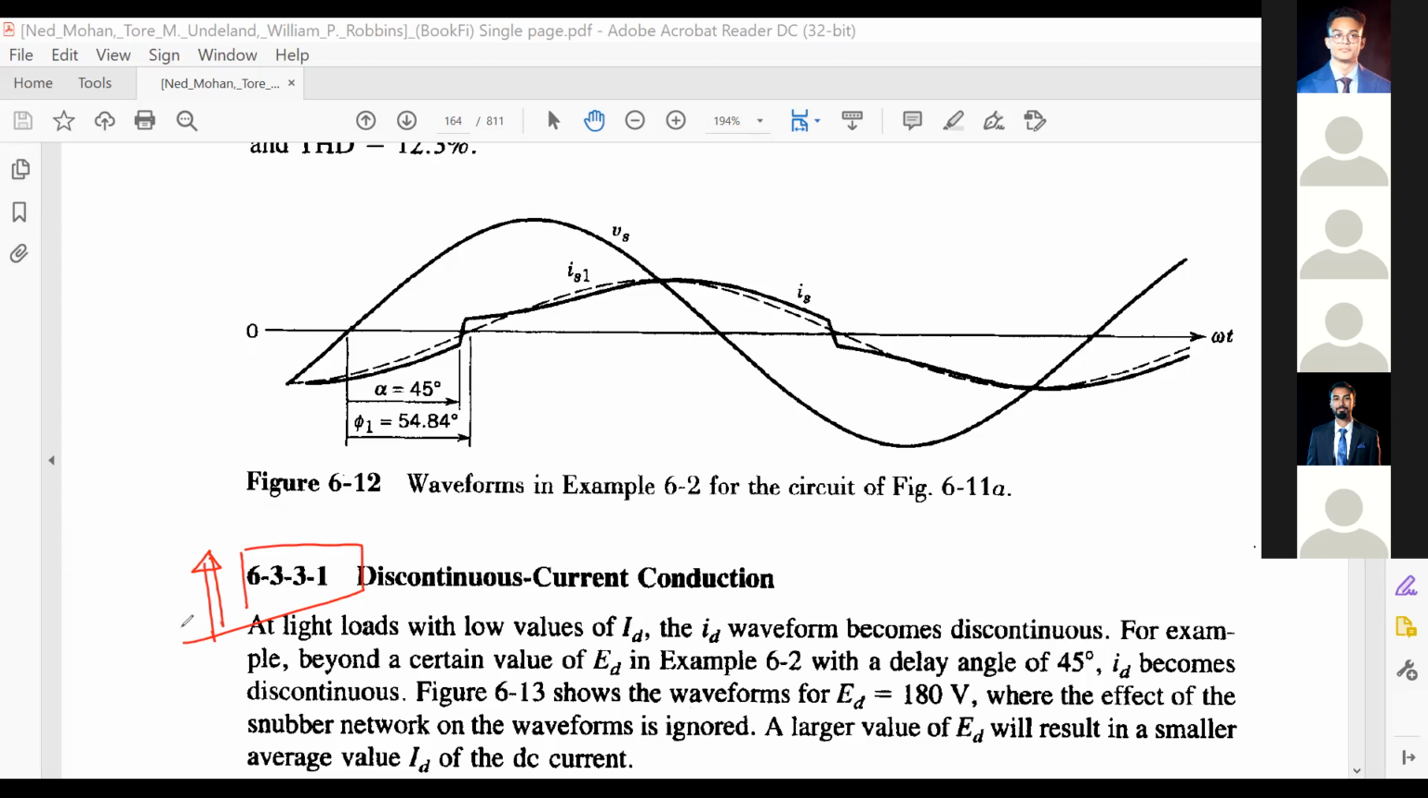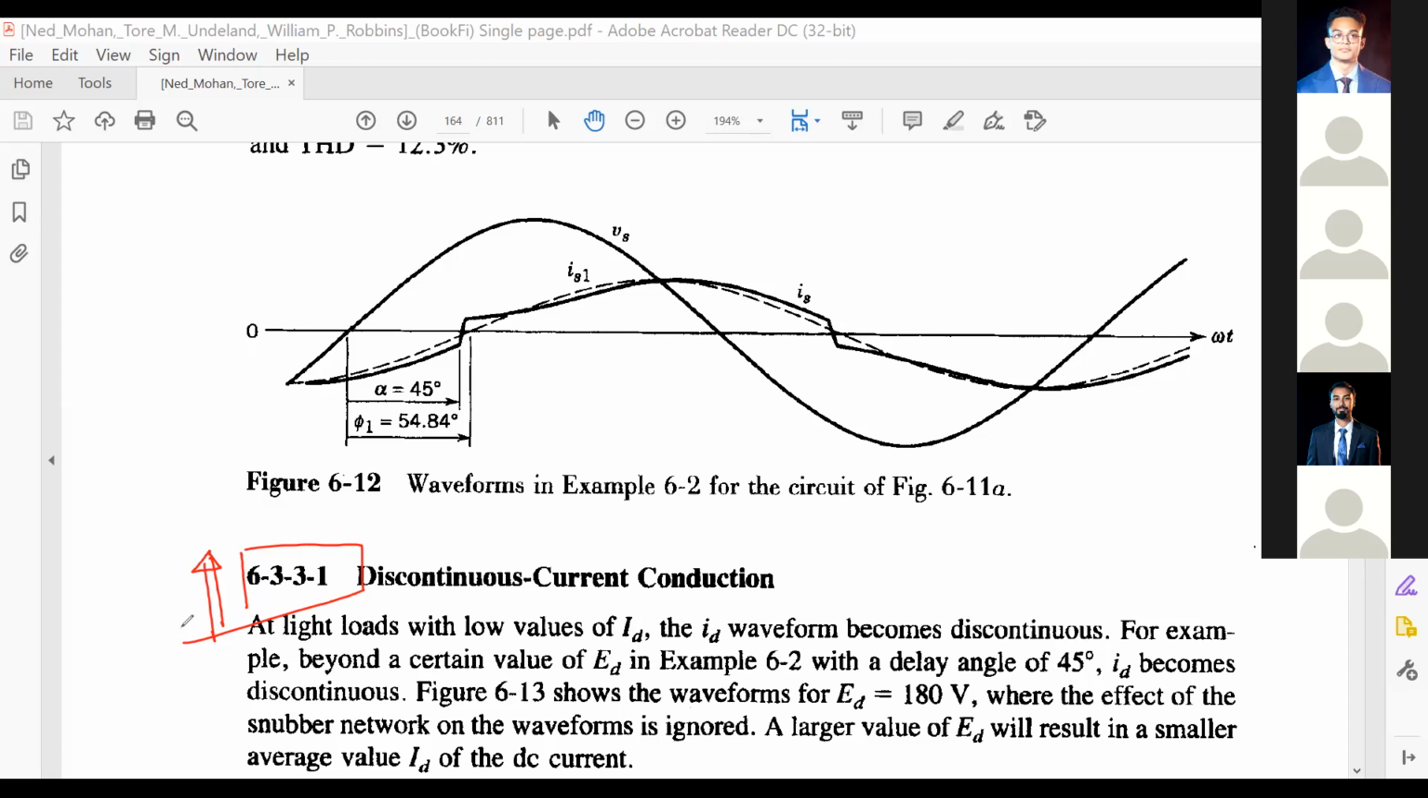I'm not going to the discontinuous. I will start after the midterm, the discontinuous. Before 6.3.3.1, page number 164, right? Midterm syllabus. Yes, sir. Okay, so you will not be able to solve this problem.